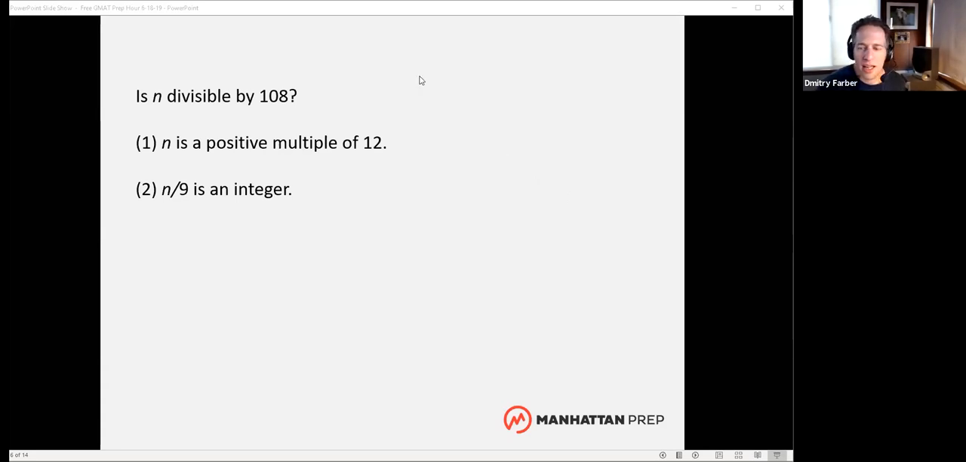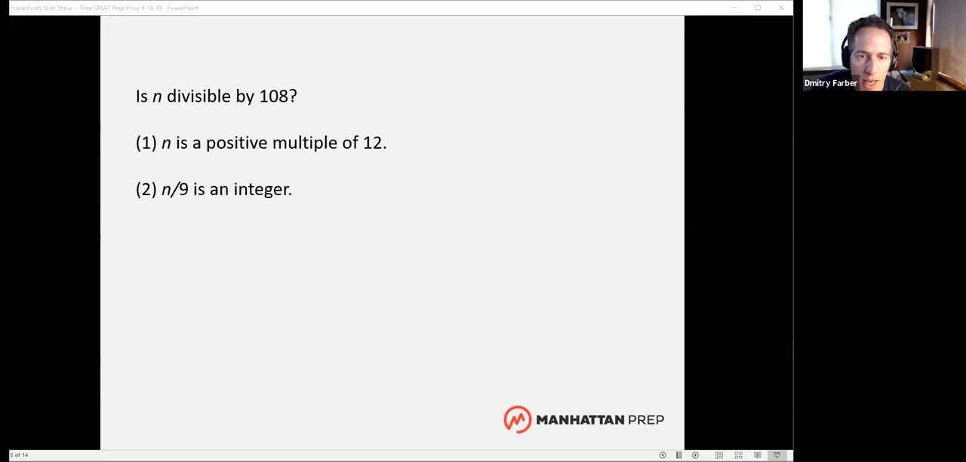First thing, I've messed with the wording a little bit just to show you that these all mean the same thing. So when I say divisible by, or a multiple of, or divided by it as an integer, those all mean the same thing. So the question's asking if 108 goes into N. Statement 1 is telling us that 12 goes into N, and statement 2 is telling us that 9 goes into N. So first, let's make sure we can agree on what's not it.